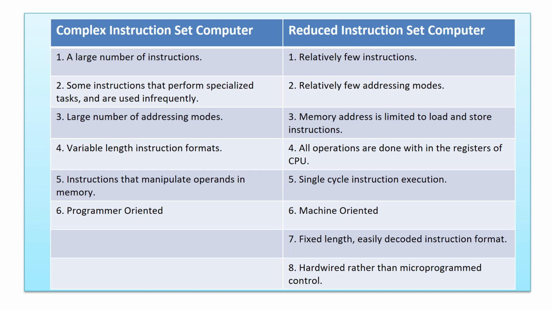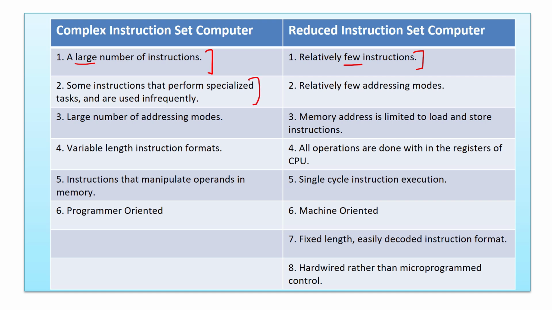So let us see the difference between CISC and RISC. In complex instruction set computer, there are a large number of instructions, and in reduced instruction set computer, there are few instructions. So what does this mean? This means that we have multiple instructions which are easier to debug, but in reduced instruction set computer only essential instructions are there. Some instructions perform specialized tasks and are used infrequently.